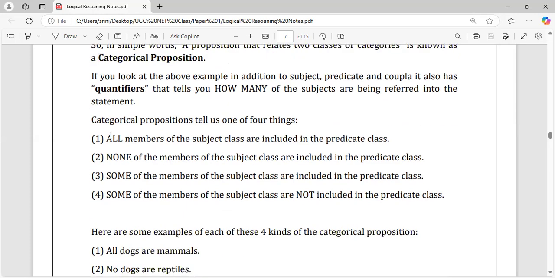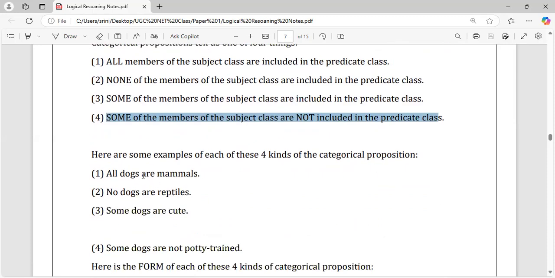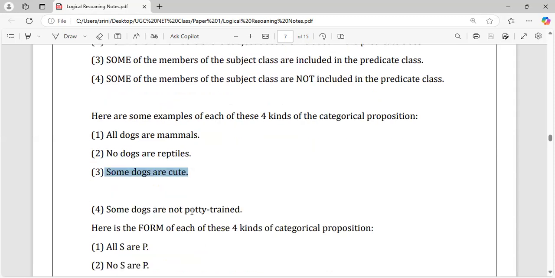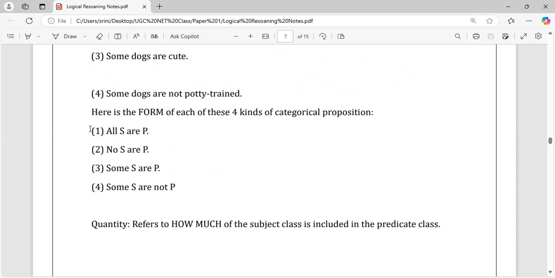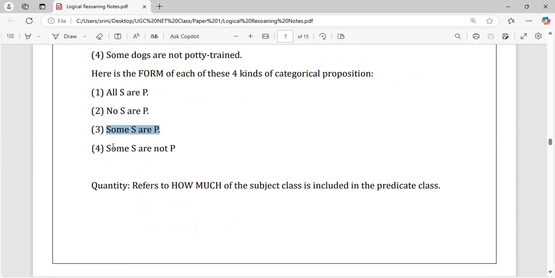We know the quantifiers: all, no, some. Universal positive, universal negative, particular positive, particular negative. All dogs are mammals, universal positive. No dogs are reptiles, universal negative. Some dogs are cute, particular positive. Some dogs are not potty trained, particular negative. In symbols: All S are P, universal positive. No S are P, universal negative. Some S are P, particular positive. Some S are not P, particular negative.